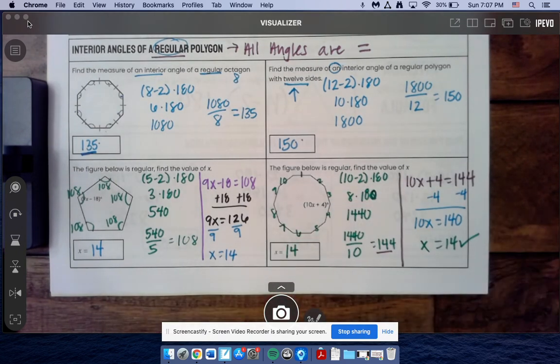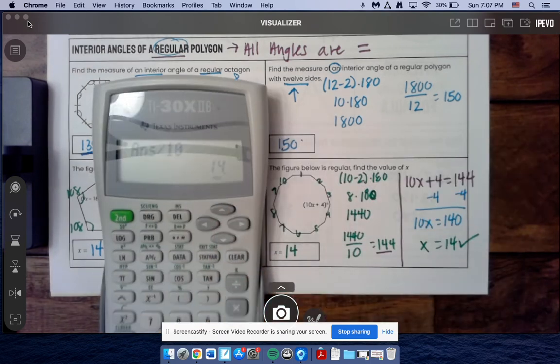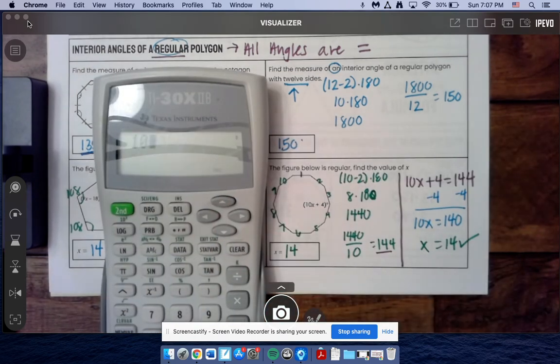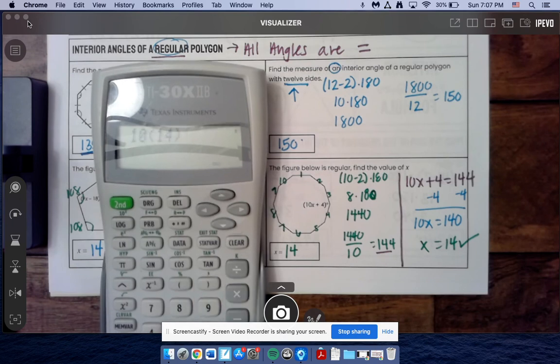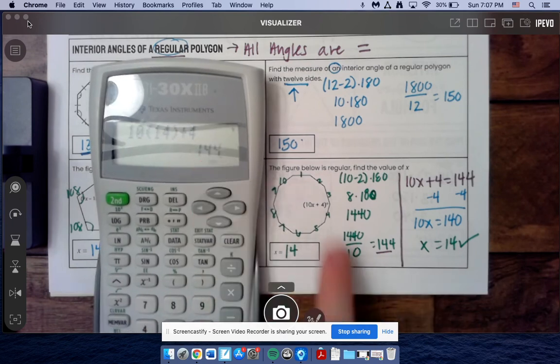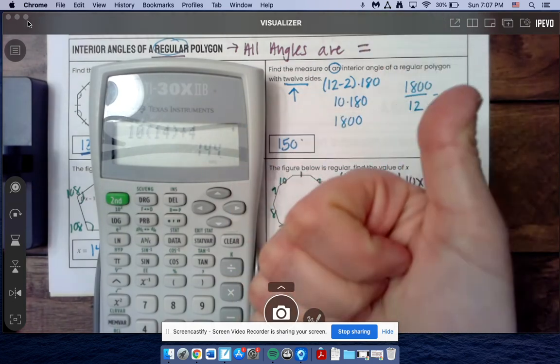And a way to check yourself just real quick since I have you, if you plug in 14 here, 10 times 14 plus 4 gives you 144, which is what we wanted. So good job. That's me giving you a high five.